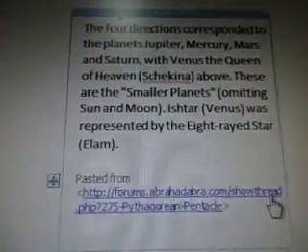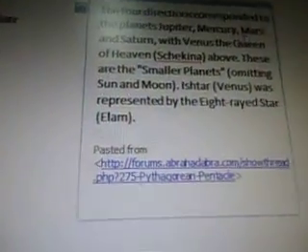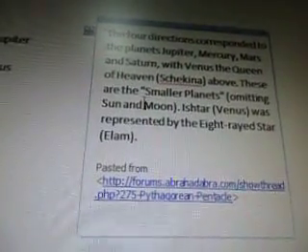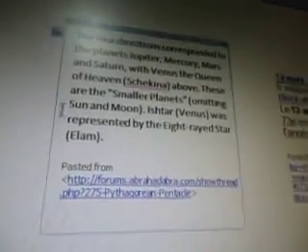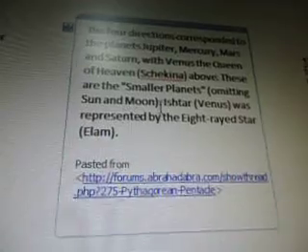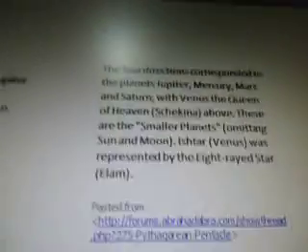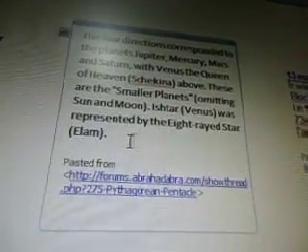It says the 4 directions correspond to the planets Jupiter, Mercury, Mars, and Saturn, with Venus, the Queen of Heaven, Shekinah, above. These are the smaller planets emitting Sun and Moon. The Sun and Moon are actually supposed to be above this whole thing. The star Venus was represented by the 8-rayed star of Elam. I did some Googling on the stars of Elam, and there's all this information, which I didn't understand.